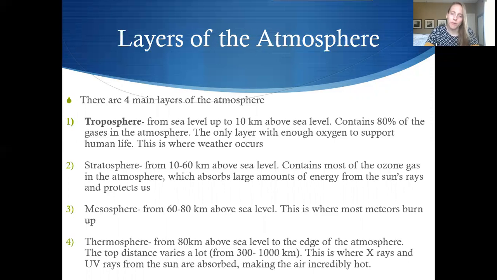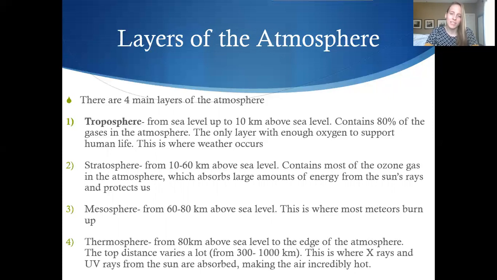There are four main layers of the atmosphere, and I have them listed here from closest to Earth to furthest away from Earth. The troposphere starts at sea level and goes to about 10 kilometers above sea level, and it contains 80% of all of the gases in the atmosphere. So it's where the gas molecules are most densely packed. This is the only layer with enough oxygen to support human life. It's also where all weather occurs.